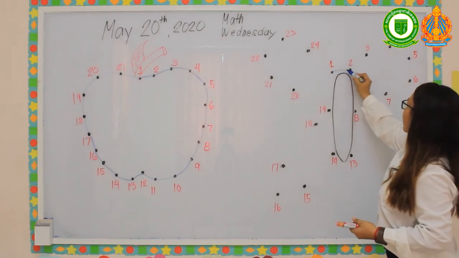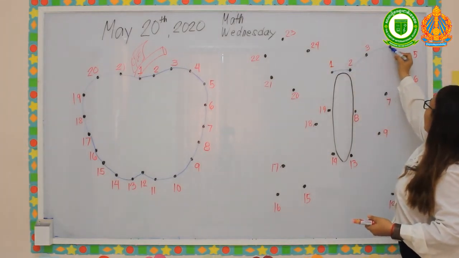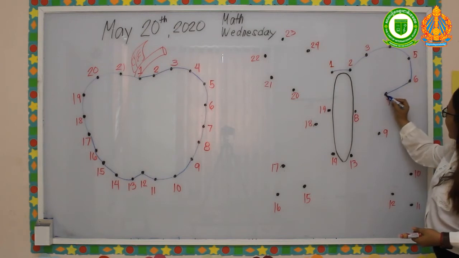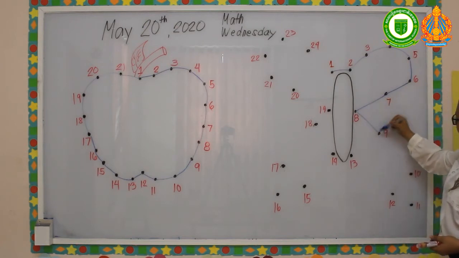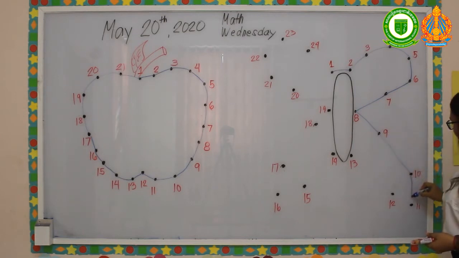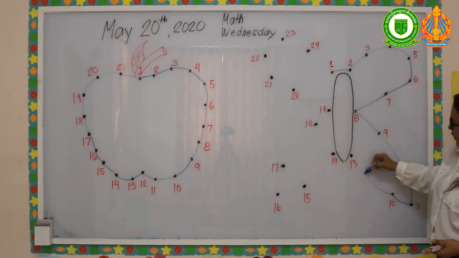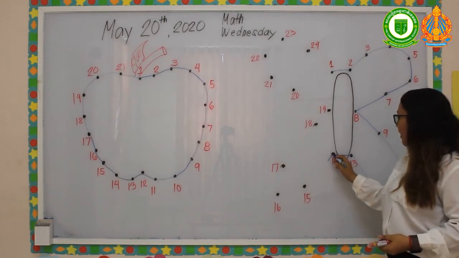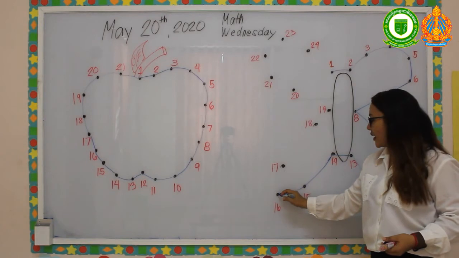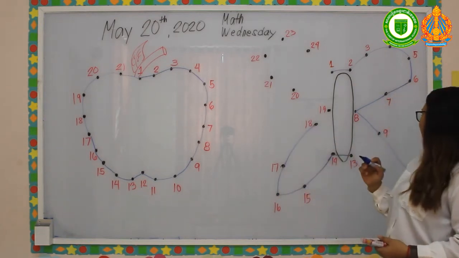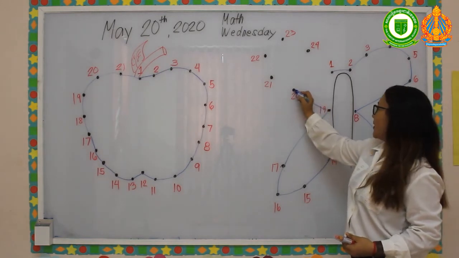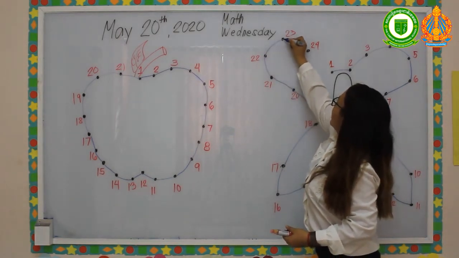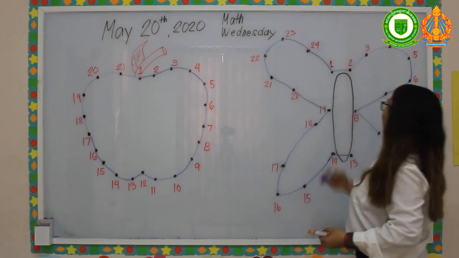So 1, 2, 3, 4, 5, 6, 7, 8, 9, 10, 11, 12, 13, okay, 13, 14, 15, 16, 17, 18, 19, 20, 21, 22, 23, 24, and then going back to number 1.